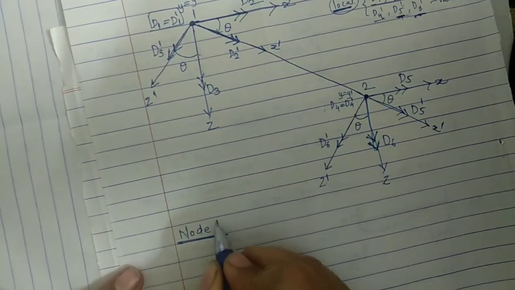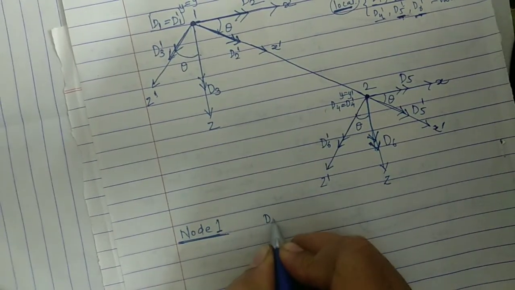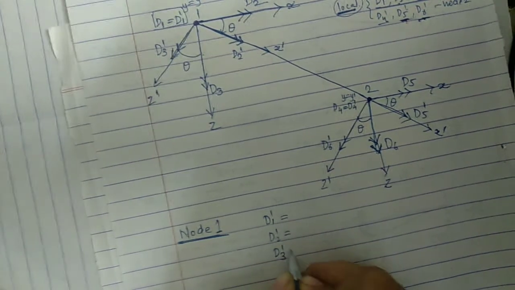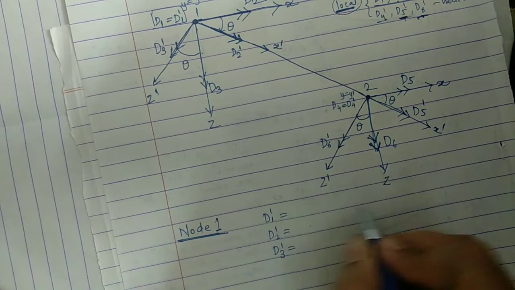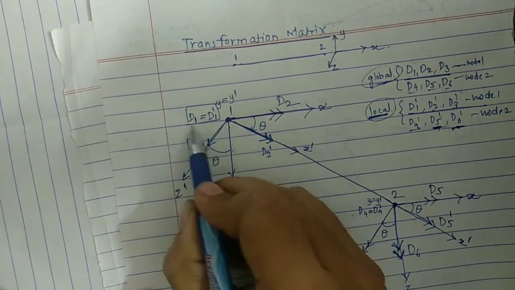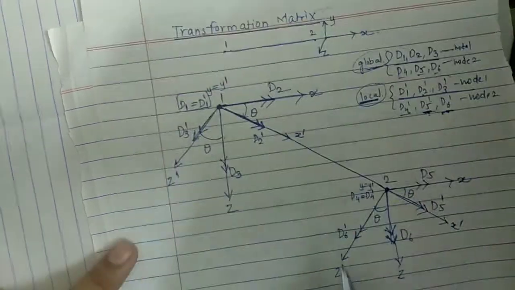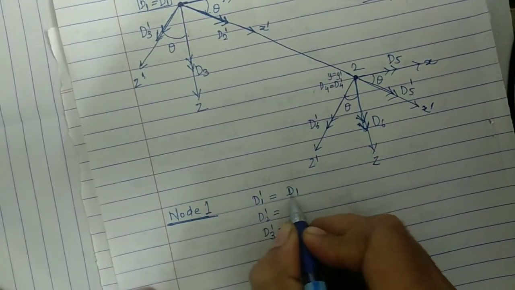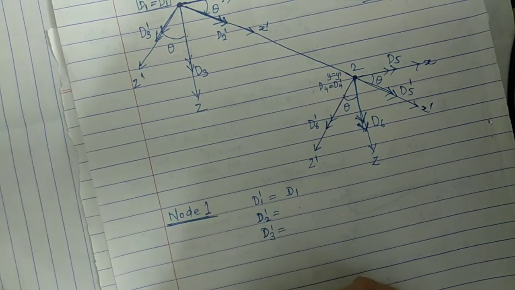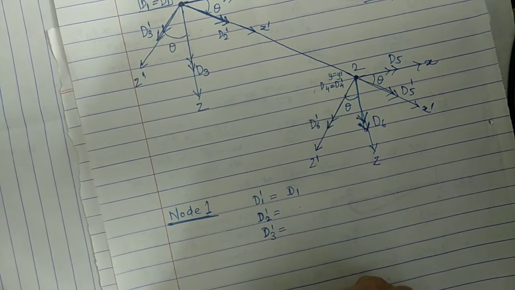So at node 1, local degrees of freedom are d1 dash, d2 dash and d3 dash. These 3 degrees of freedom are there, and we have to write them in global. So very first d1 dash, whose equation is already here: d1 dash is equal to d1. Now for d2 dash and d3 dash, we have to form a triangle and use trigonometry, writing in terms of vector addition of a triangle. Hypotenuse is equal to the addition of the remaining two sides, vertical side and horizontal side.